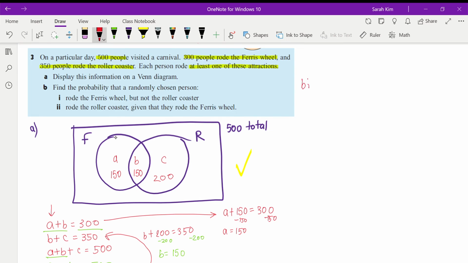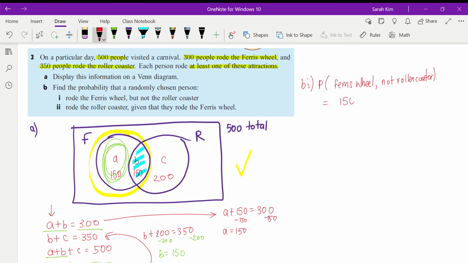BI, let's have a look. Find the probability that a random chosen person rode the Ferris wheel but not the roller coaster. So probability of Ferris wheel but not roller coaster. Alright, so let's have a look at who rode the Ferris wheel. This many people rode the Ferris wheel, 300. But not roller coaster. So out of that many people, this B amount of people rode roller coaster, so I need to take that out. So it's just A, this amount of people, which is 150.